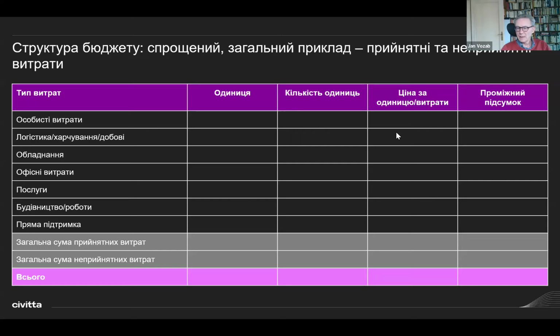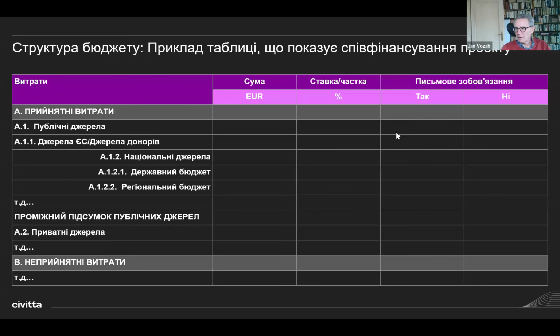And there is another table which is an old one, and probably currently the tables are different ones. But again, it's another split of financing of your project into different categories, showing eligible and non-eligible expenditures, and the eligible expenditures distinguished according to the source of money, and the same for non-eligible expenditures.